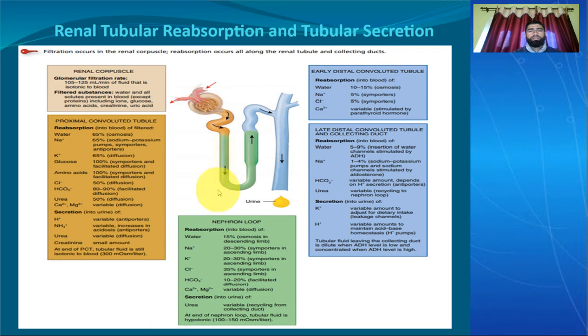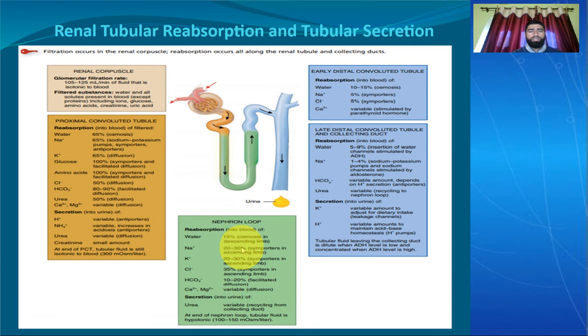Now you can see the nephron loop. This is the nephron loop. It has the thin portion and the thick portion. It has the descending portion and the ascending portion. Reabsorption into the blood: water, about 65% has happened earlier, and now 15% here in this portion only, because the ascending portion is impermeable to water. The 15% is diffused through osmosis.